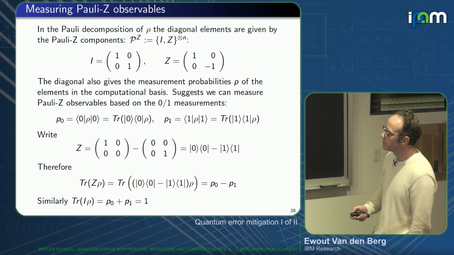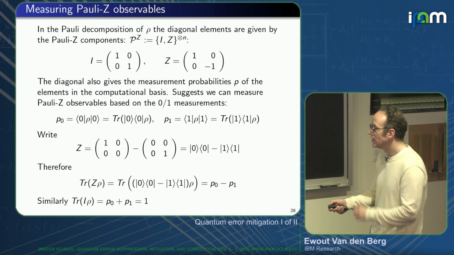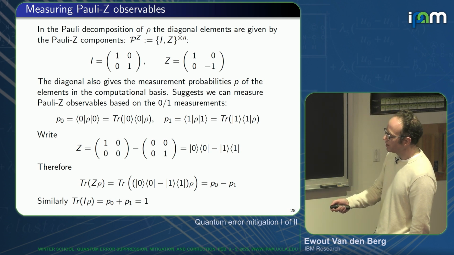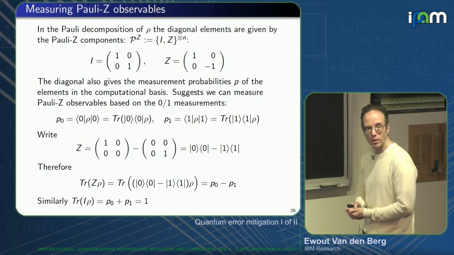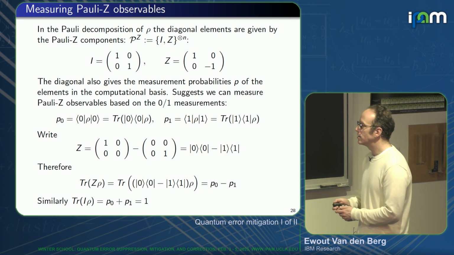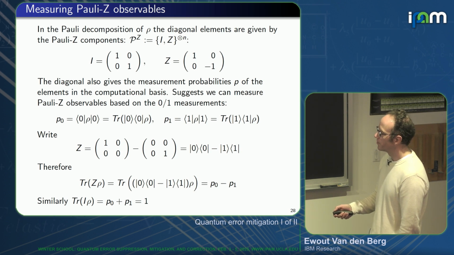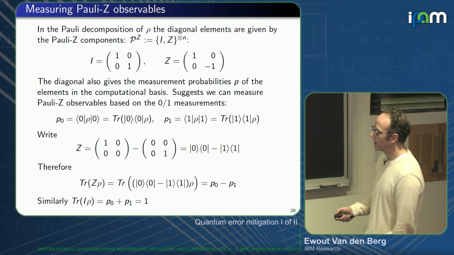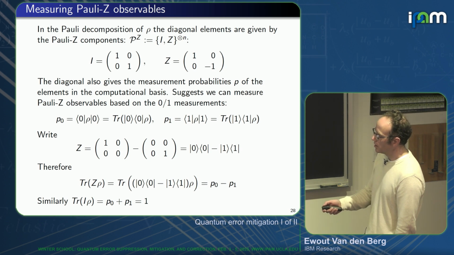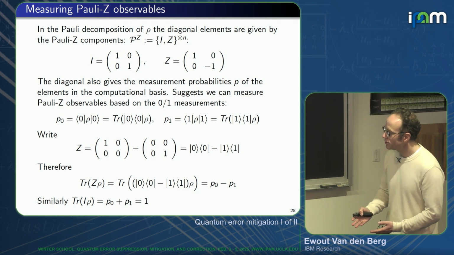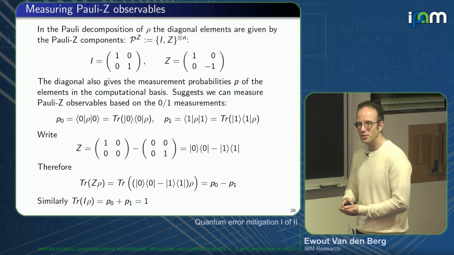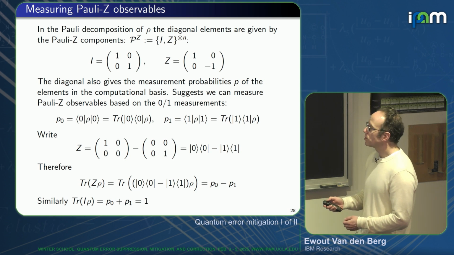So that means that if you take the trace of Z with rho, then you just expand it, and then we use linearity of the trace again, and what you end up with is the probability of measuring 0 minus the probability of measuring a 1. Right? So that's how you can get the Pauli Z observable value. And likewise, if you do the trace of the identity, you get this term plus this term, so it's the probability of measuring a 0 plus the probability of measuring a 1, which is always 1 because you measure something. So that's for a single qubit.